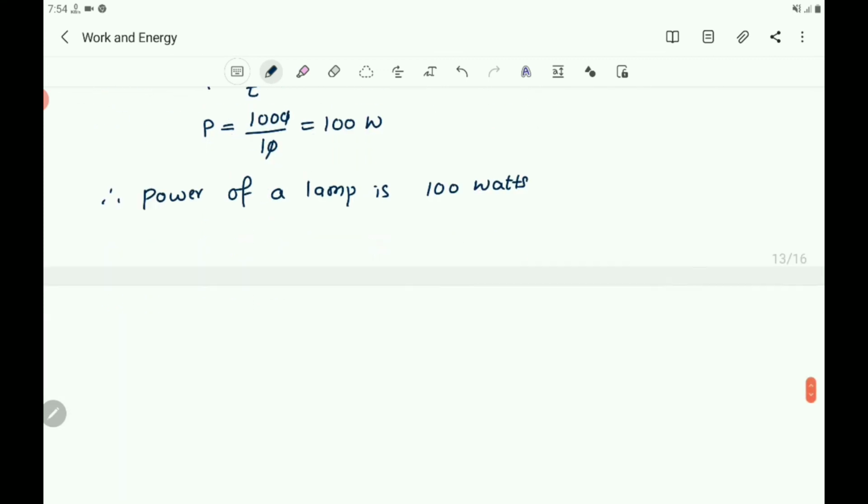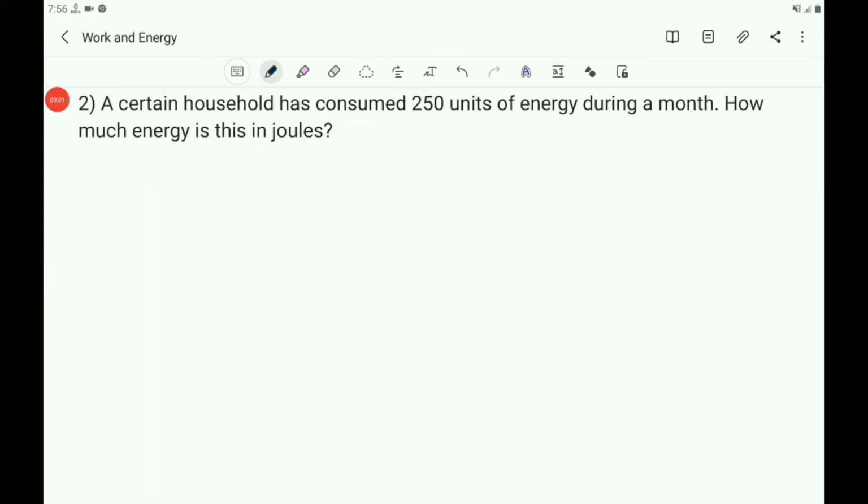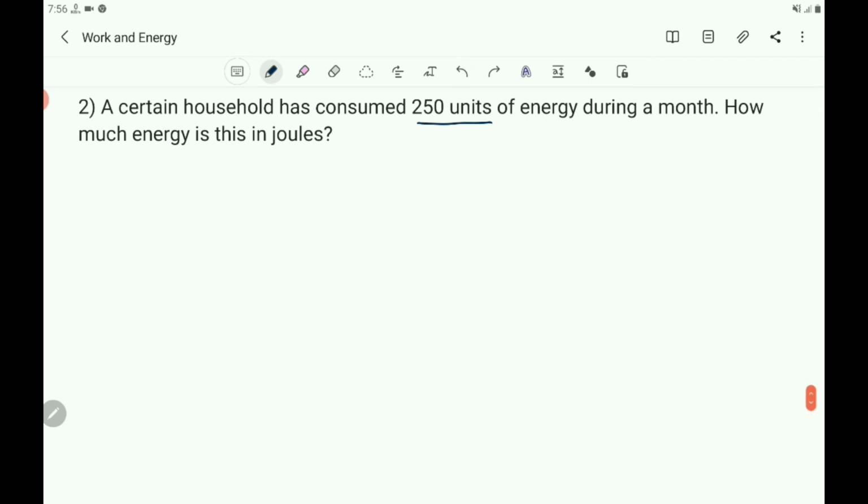Then you take one more question. Now let us take one more question. A certain household has consumed 250 units of energy during a month. How much energy is this in joules? Here the energy consumed in terms of units is given, that is 250 units. We have to convert this into joules. You know that 1 unit equals 3.6 into 10 power 6 joules.